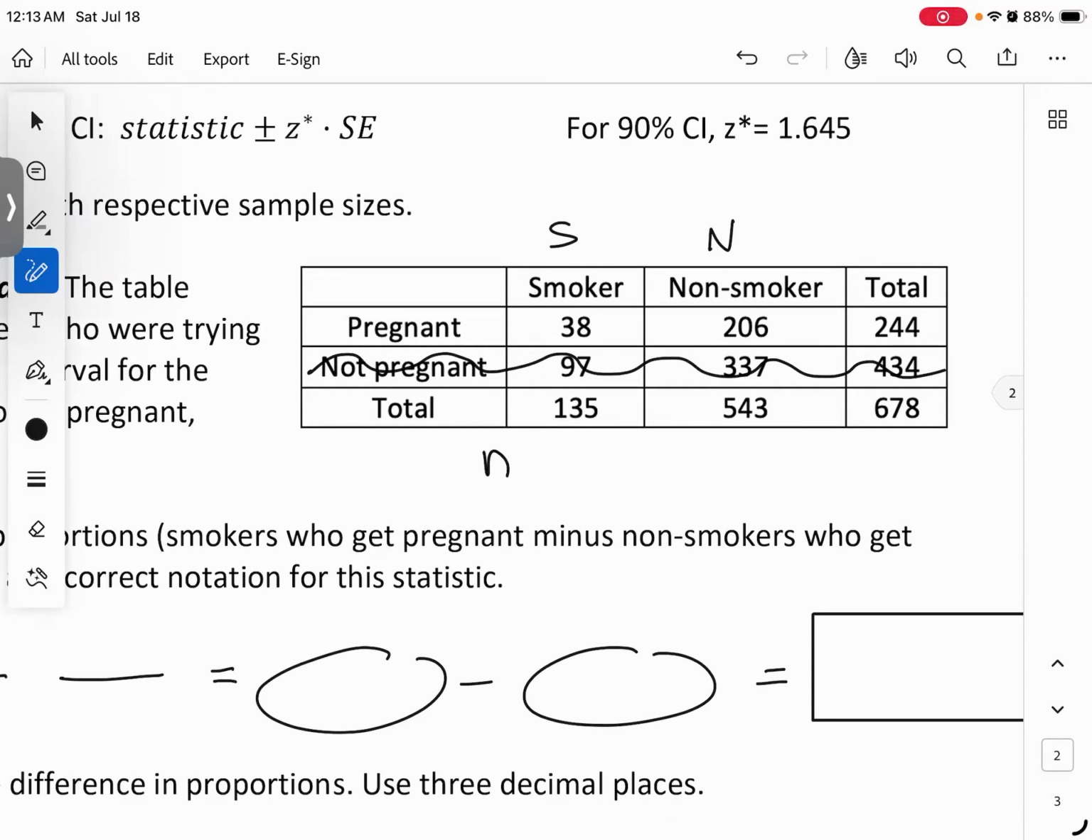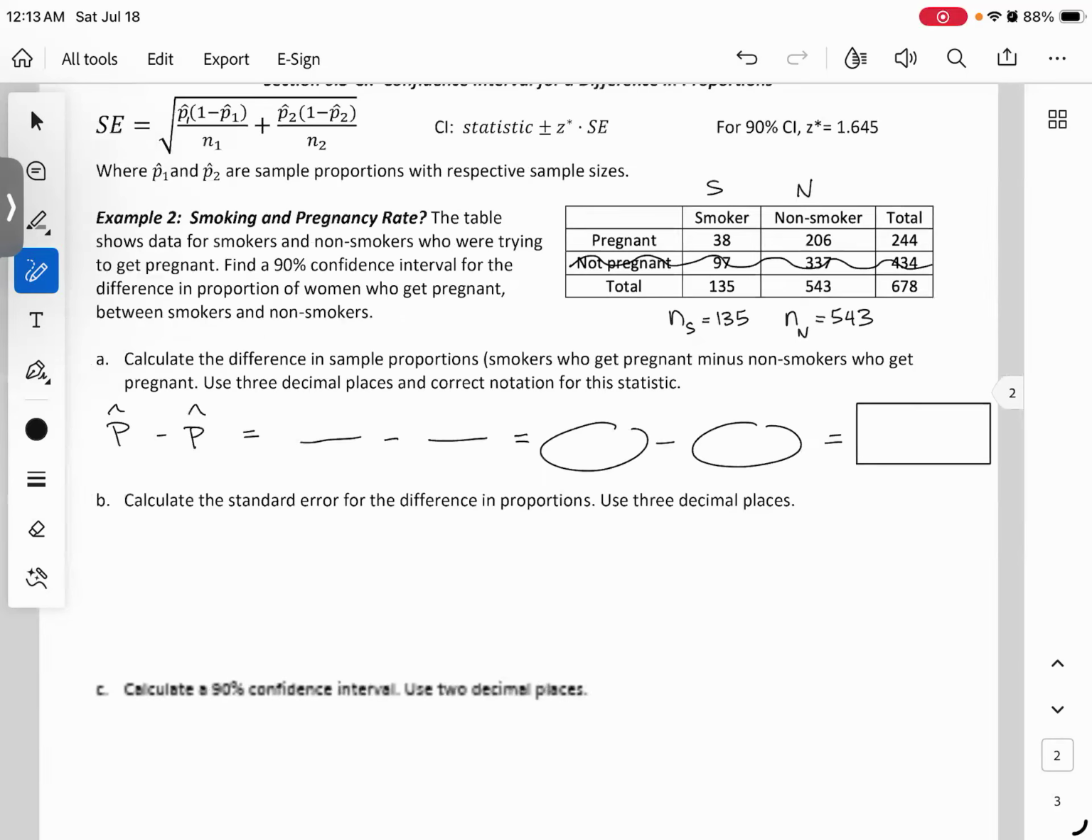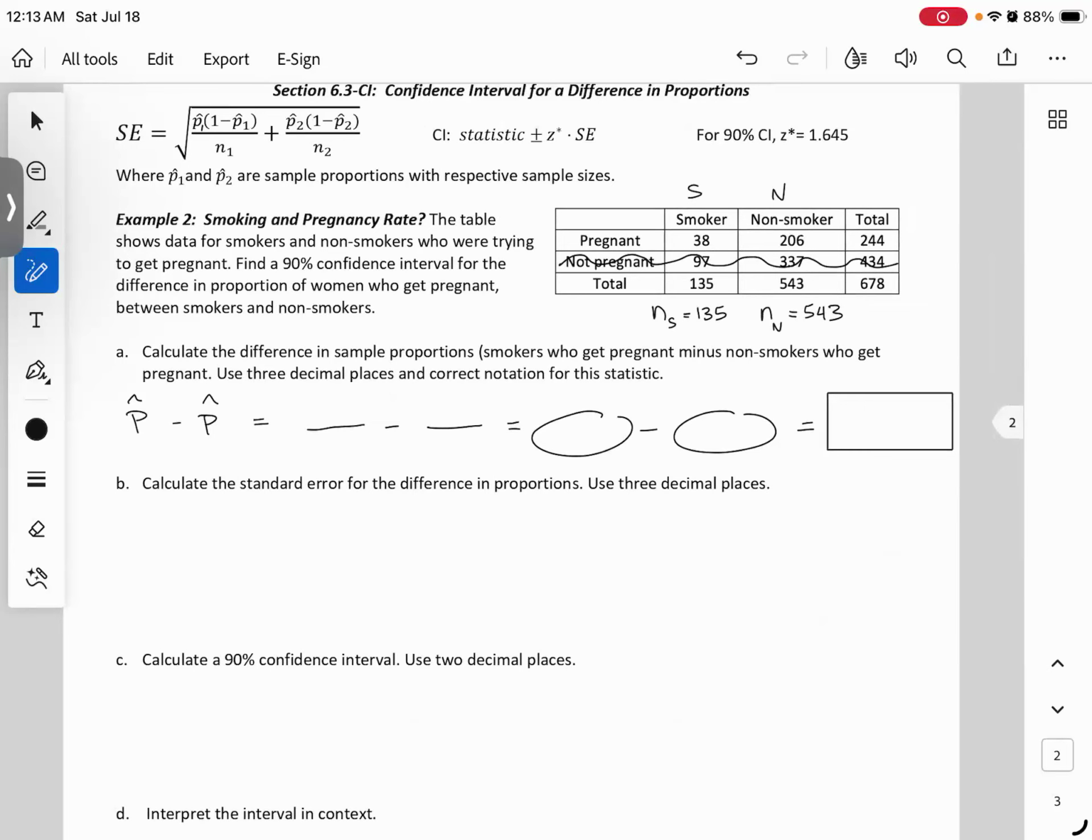So we got several things here. We've got sample size for smokers. That was 135 that smoked. The sample size for non-smokers was 543. So we've got smokers minus non-smokers. We've got 38 over 135. We've got 206 that got pregnant out of 543.